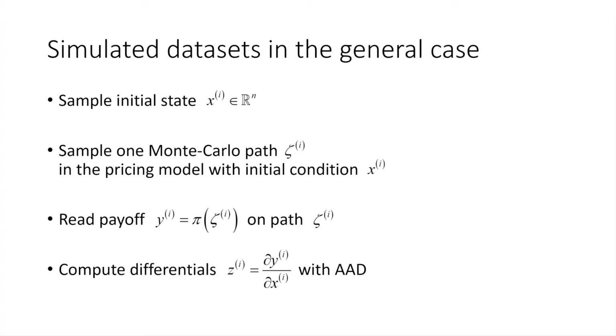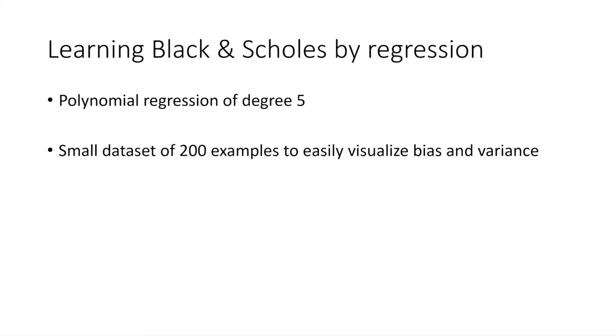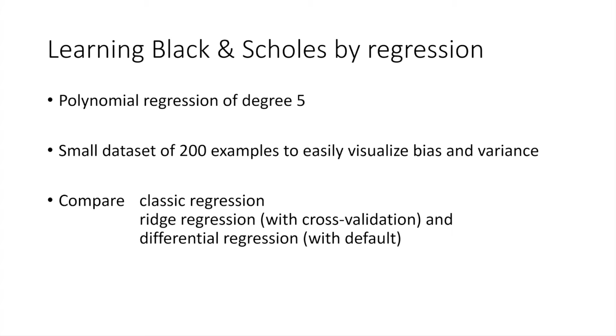If you already have a generic Monte-Carlo engine with AAD, you can just reuse it for the simulation of its datasets, and you get guaranteed consistency with front office pricing, which is an important consideration in the context of regulations like XVA or CCR. We have demonstrated that ML models trained on these tractable but noisy datasets converge towards the correct pricing function all the same. So we proceed with polynomial regression of degree 5 with a purposely small dataset of only 200 simulated examples, so we can easily visualize bias and variance when we compare classic, rich, and differential regressions.